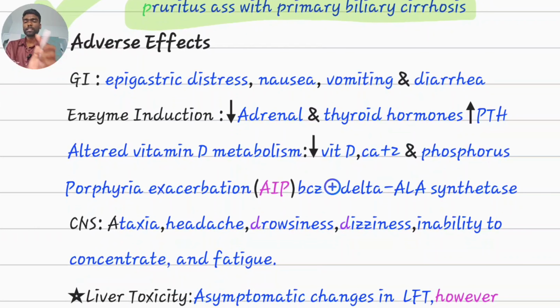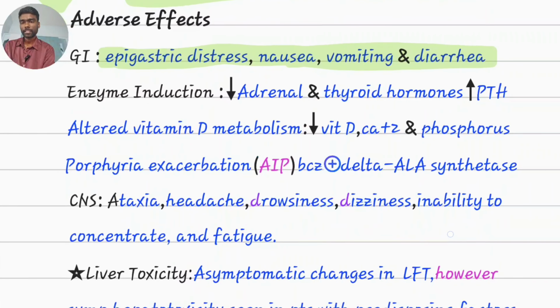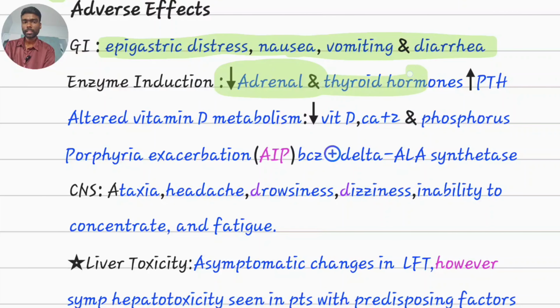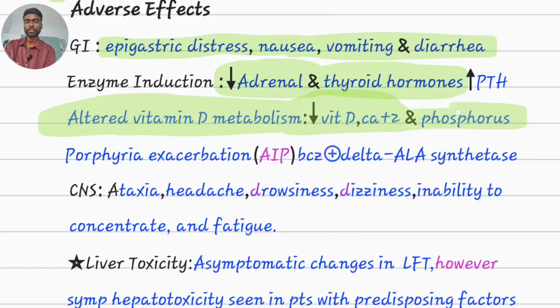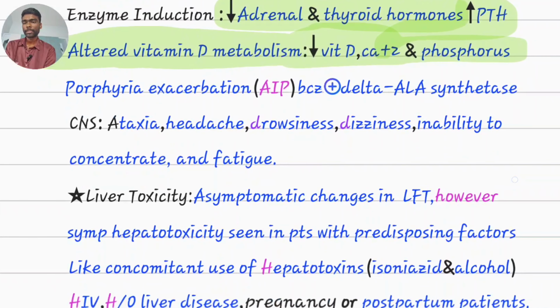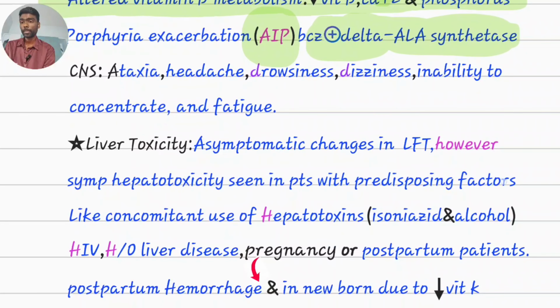Coming to adverse effects: GI, epigastric distress, nausea, vomiting, diarrhea. Enzyme induction leads to reduced adrenaline and thyroid hormones, altered vitamin D metabolism, leading to reduction in vitamin D, calcium, and phosphorus. If vitamin D and calcium are reduced, to compensate the loss, secondary hyperparathyroidism develops. Porphyria exacerbation, particularly acute intermittent porphyria, because of enzyme induction, delta aminolevulinic acid synthetase enzyme induction.